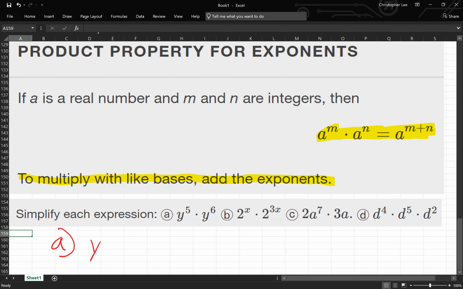So for A, I've got y to the 5th power times y to the 6th. What does that become? Y to the 11. We just add the powers together, 5 plus 6, and that becomes y to the 11. Awesome.